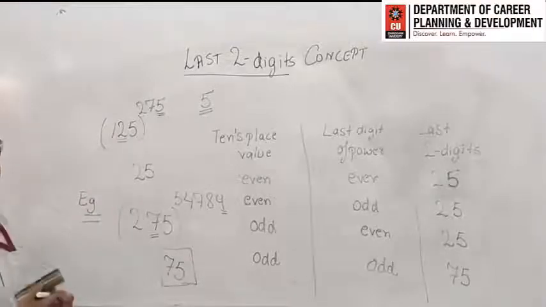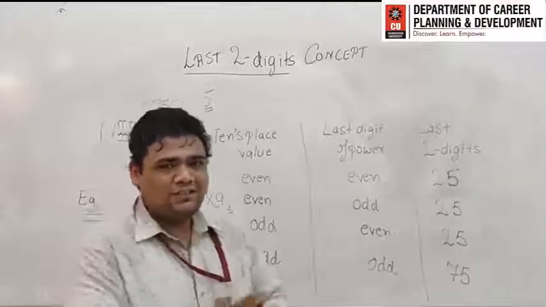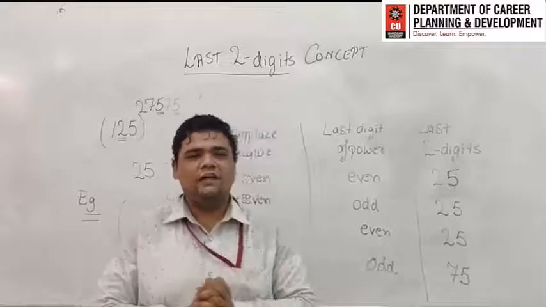Is this clear to all? I hope this much is clear to everyone. So we have done the unit digit and the last two digits of any higher power number.